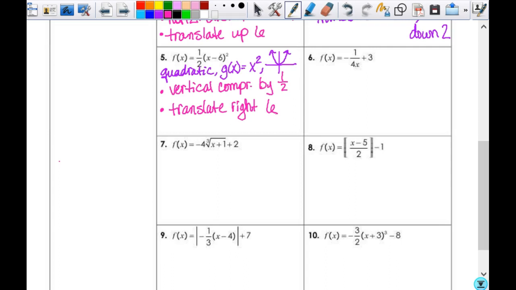So then, let's see. Vanessa, what is this next function, number 6? Okay, so it's reciprocal. So this would be g of x equals what? 1 over x. All right, let me see your best reciprocal.